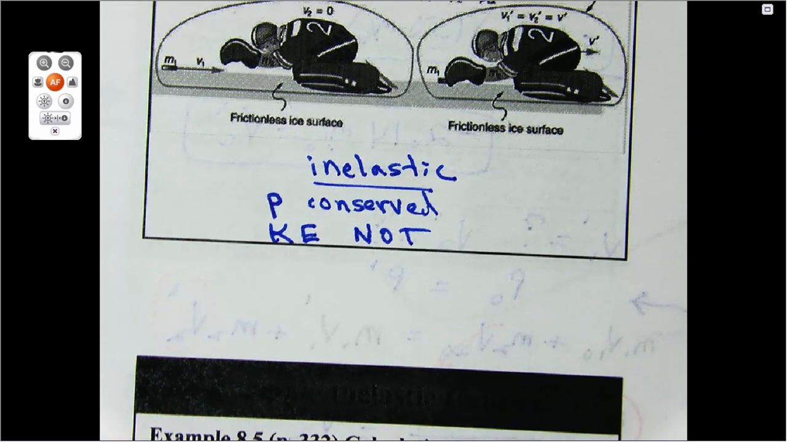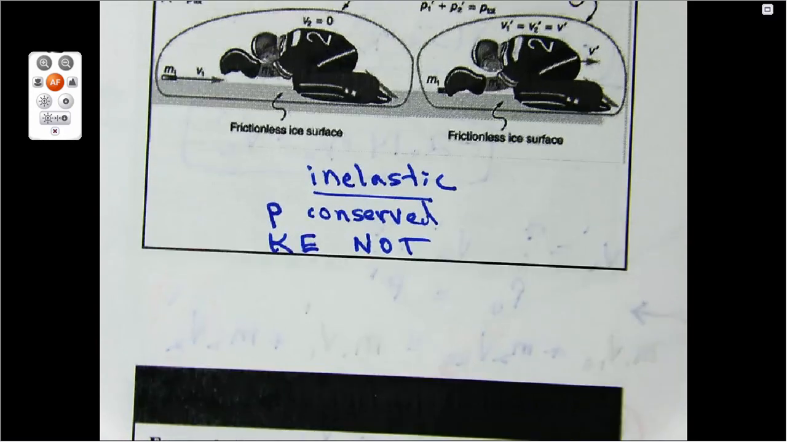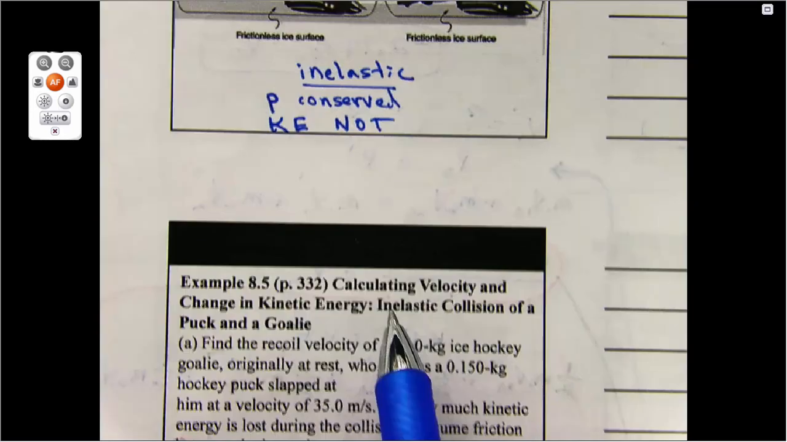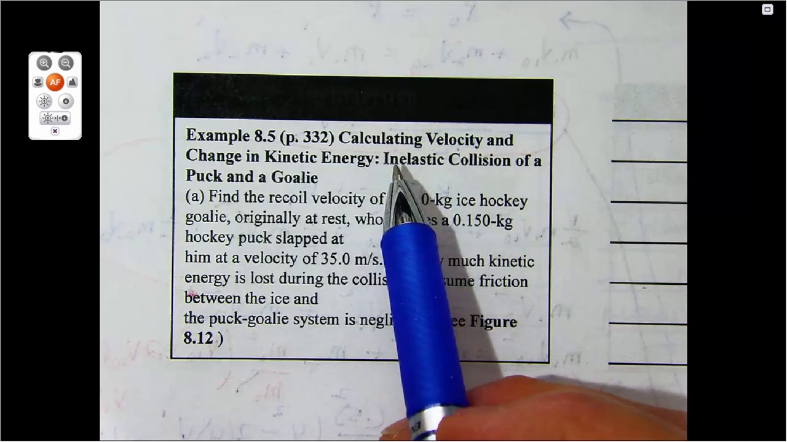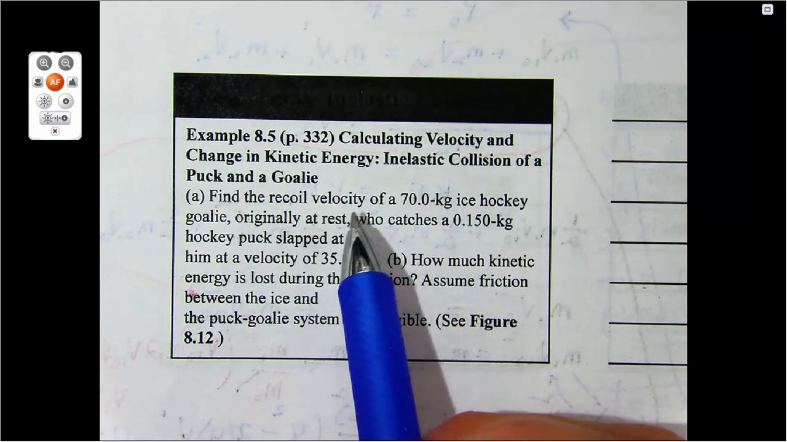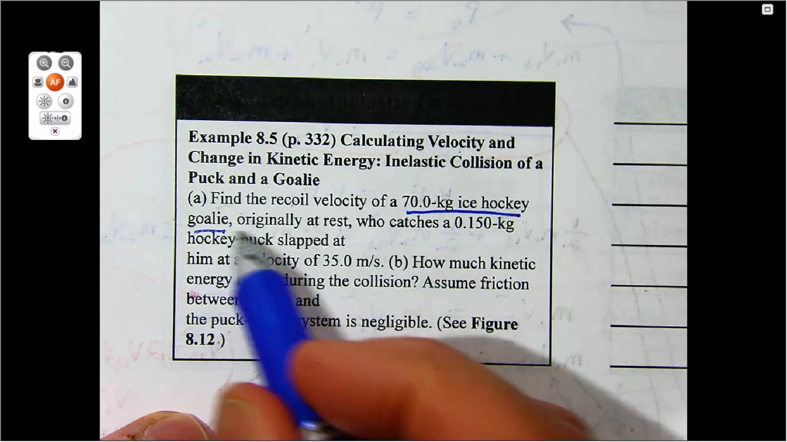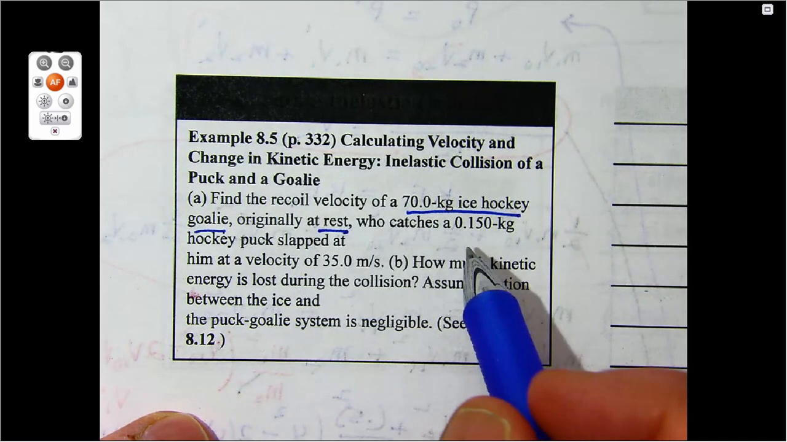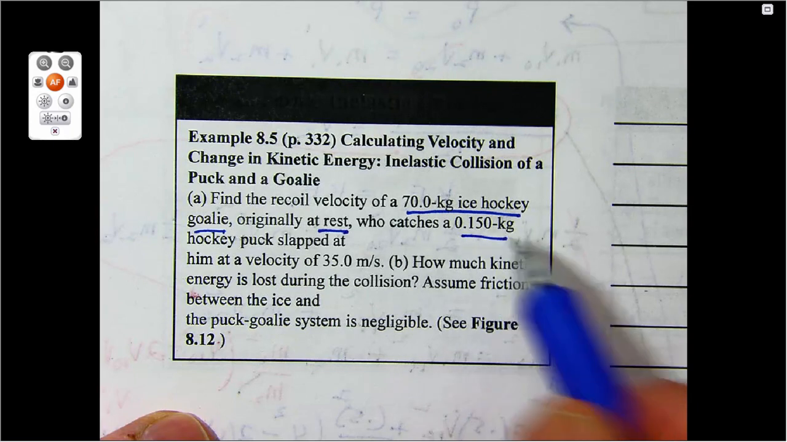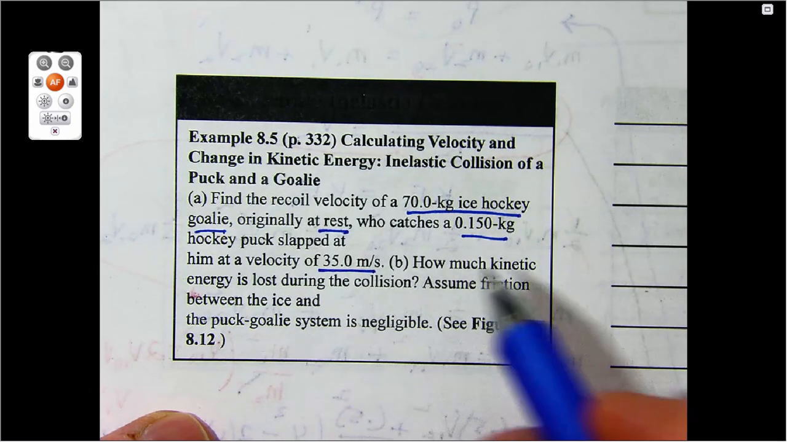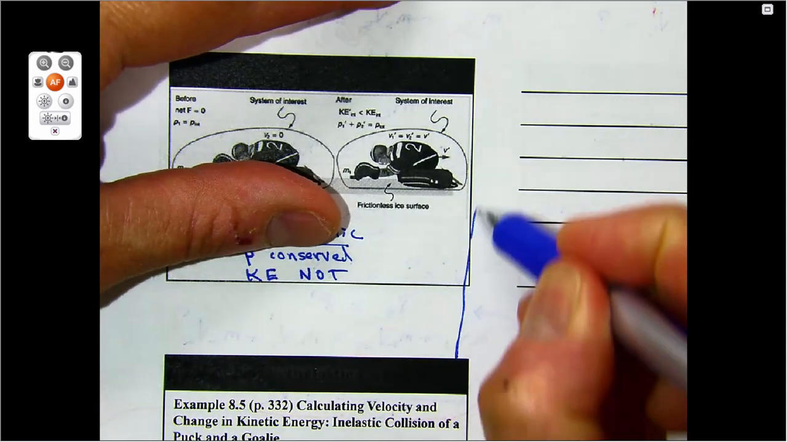So this is example 8.5, so I'm going to move up here. Example 8.5, calculating velocity and change in kinetic energy. Inelastic collision of a puck and a goalie. Find the recoil velocity of a 70 kilogram ice hockey goalie originally at rest who catches a 0.15 kilogram hockey puck slapped at him at 35 meters per second. So let's do that. We'll start it on this line right there.